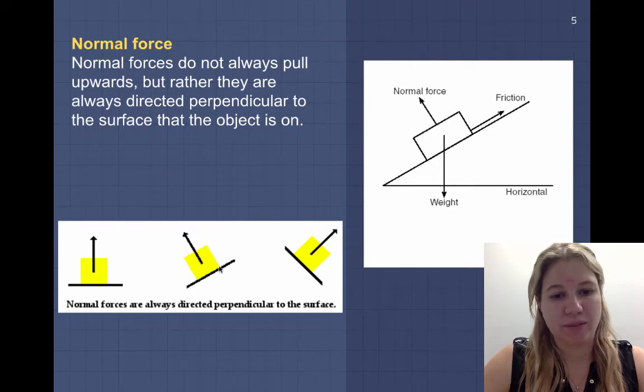Here are some other examples of different planes so that you can see that the normal's at 90 degrees to the surface.